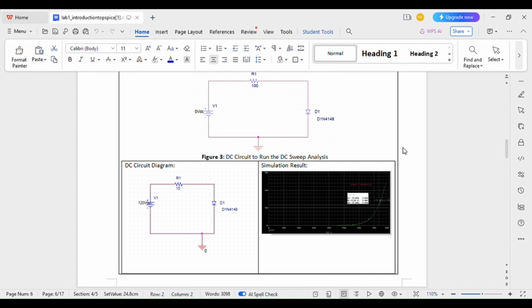The second image is a simulation of a current versus voltage graph. It illustrates how the diode current remains low until it reaches around 0.7 volt, after which it rises sharply. Together, these images show that in this circuit, forward biasing the diode could lead to dangerously high current and potentially diode failure.